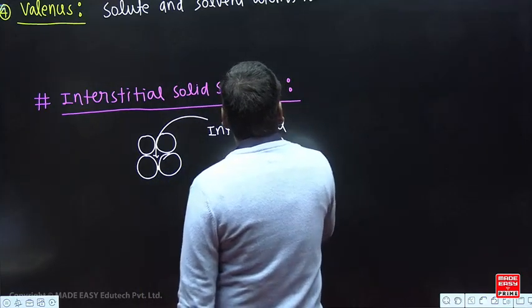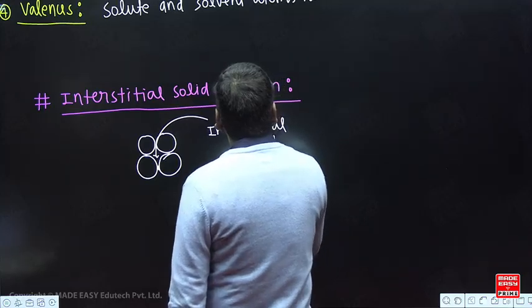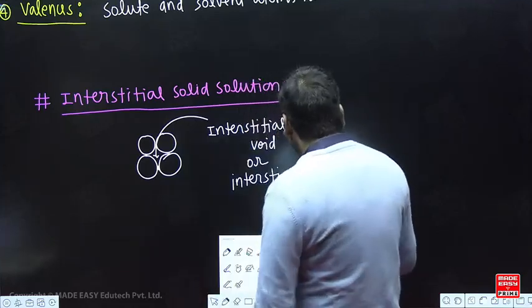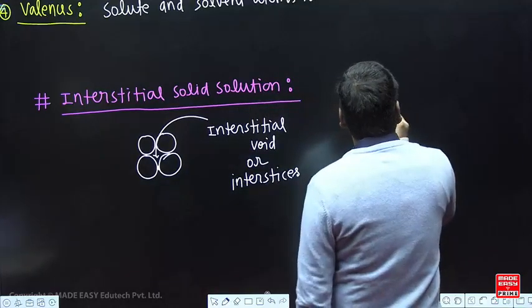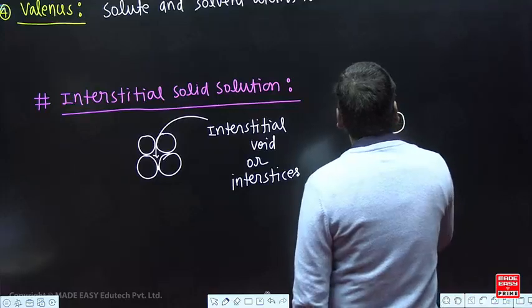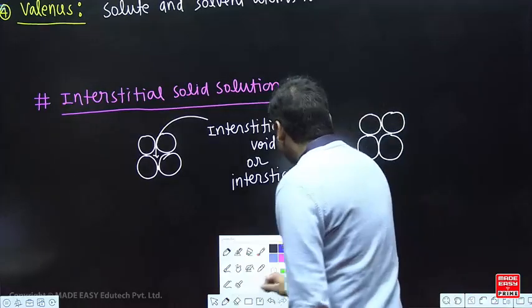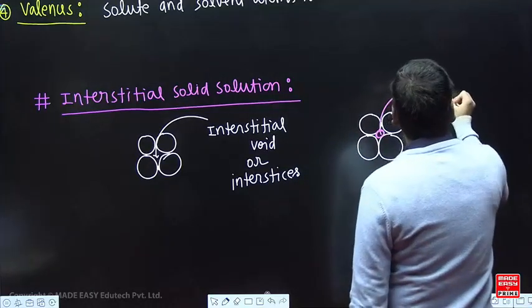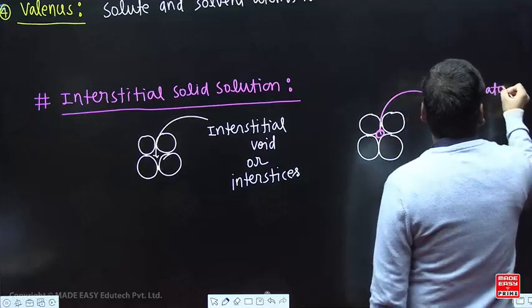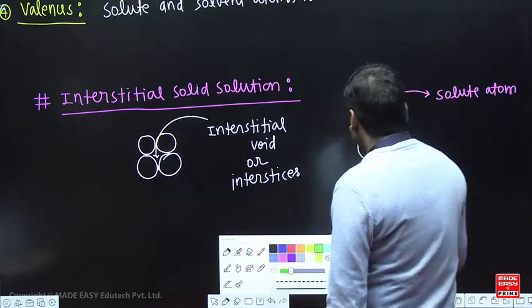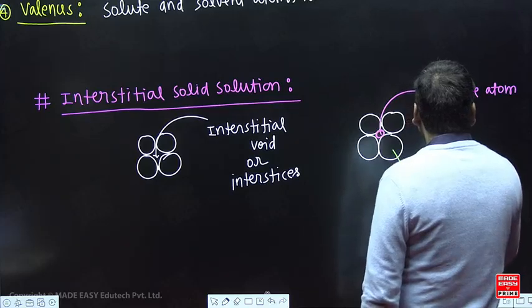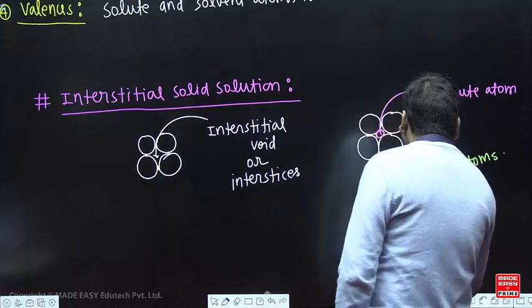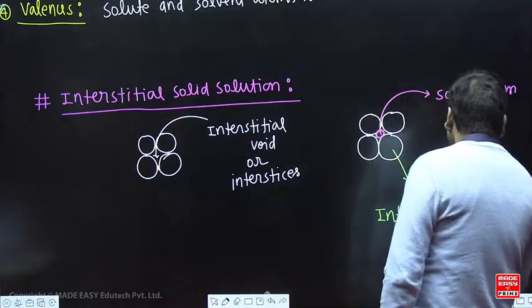Interstitial void, sometimes interstices. So if you add some impurity and that impurity atom is very small as comparison to the host atom, then that impurity atom may occupy this interstitial position. So this is solute atom, and these are solvent atoms. So such kind of solid solution is known as interstitial solid solution.